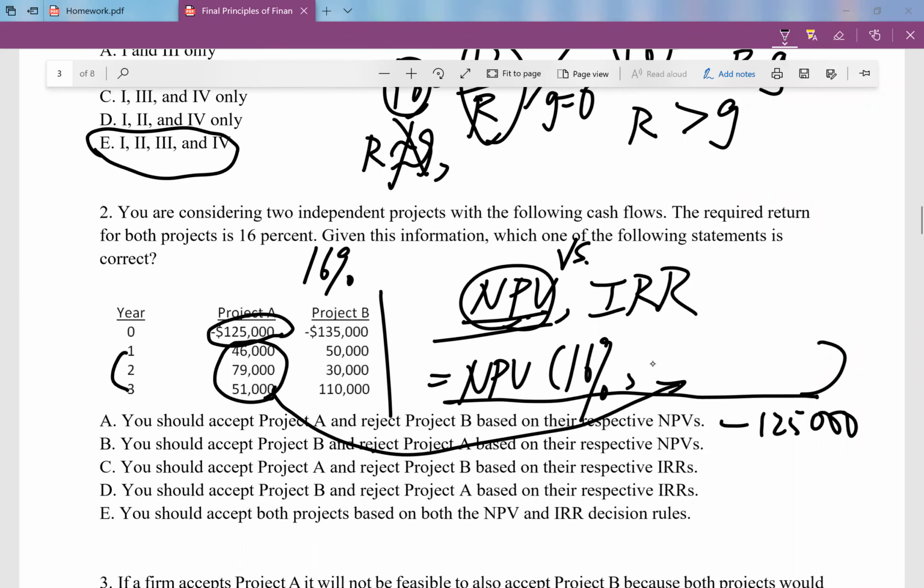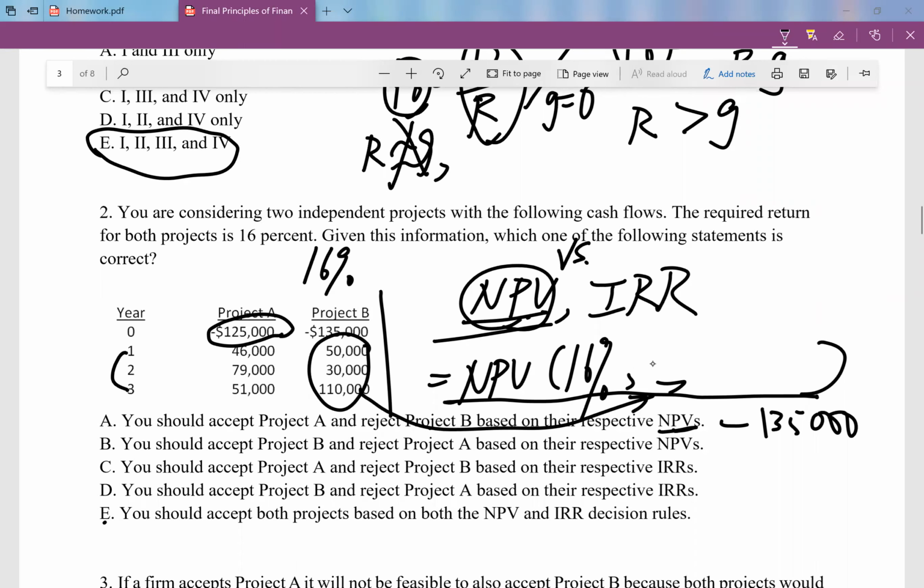Same thing for project B. You will do the same way, but you need to select the cash flow from 1 to 3 of B into the bracket here, and then minus the initial cost, 135,000. Then based on the values you solve for the two projects, whichever has a higher NPV, you should choose that. If IRR gives you the same decision, then you will choose that. If they are not consistent, you will most likely base it on the NPV value to decide which one is better.